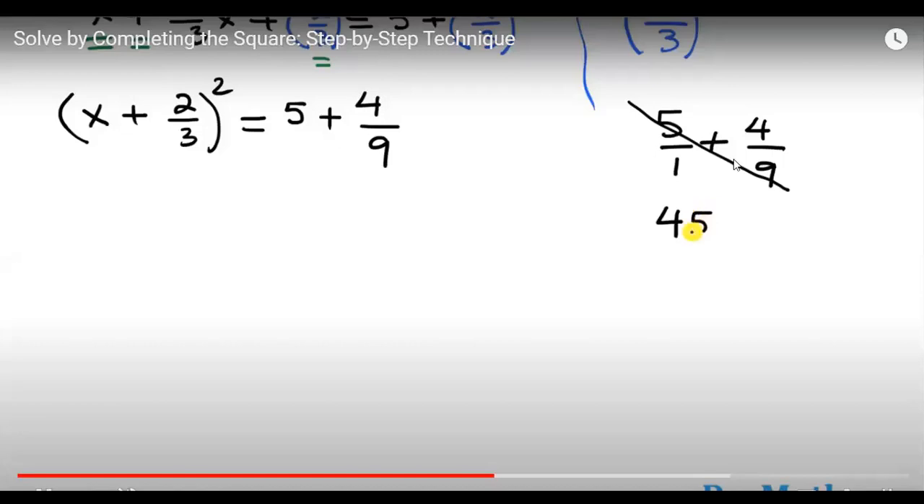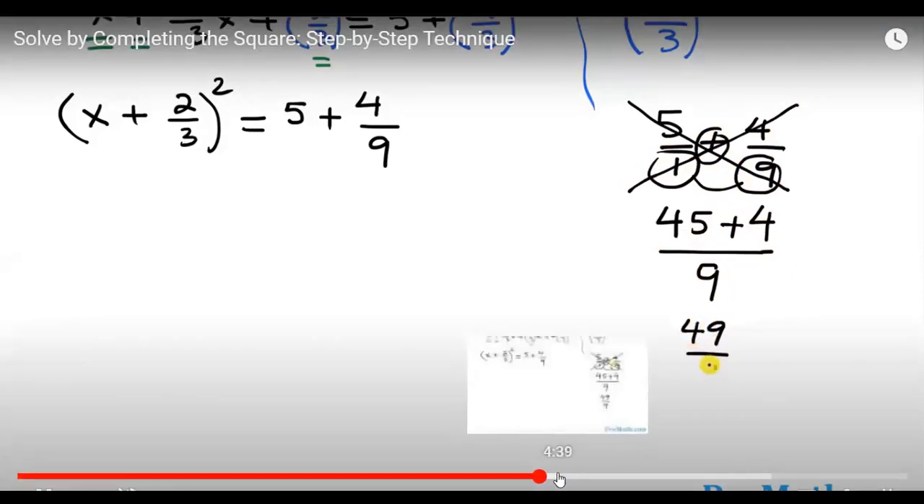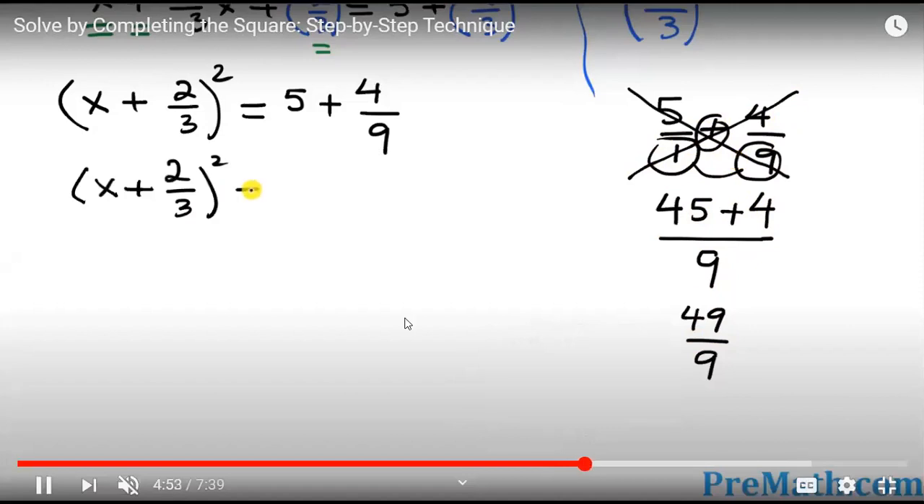Now 9 is the LCM. So 9 fives are 45 and 4 ones are 4. So 45 plus 4 upon 9. We can take out the LCM: 5 upon 1 plus 4 upon 9. 9 is the LCM, so 45 plus 4 upon 9 is equal to 49 upon 9. So x plus 2 upon 3 whole square is equal to 49 upon 9.